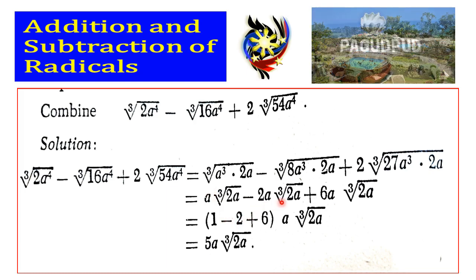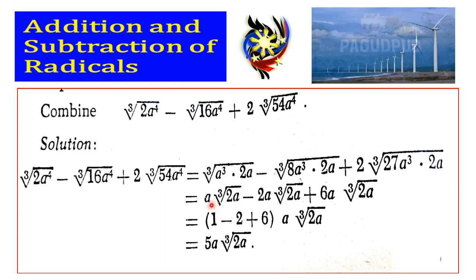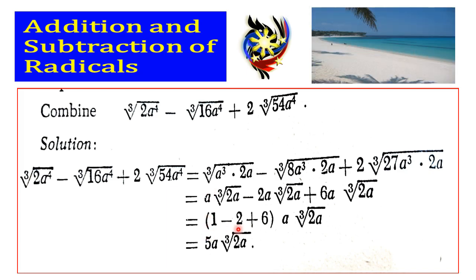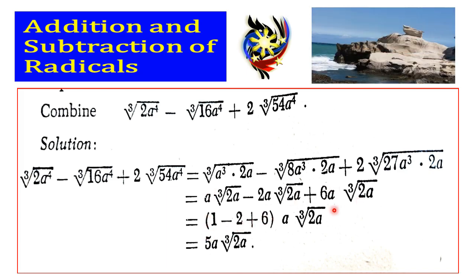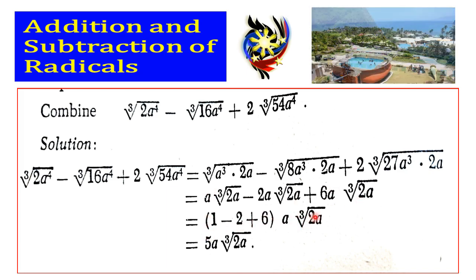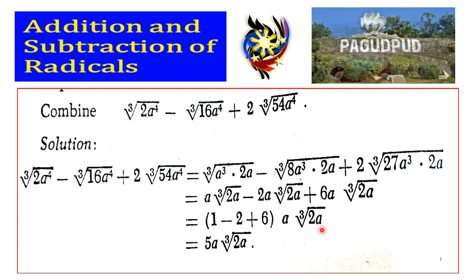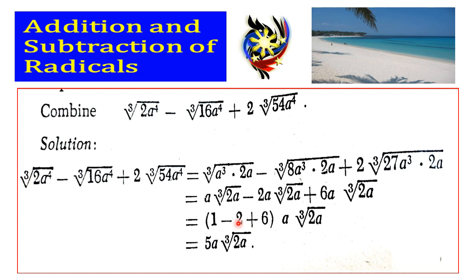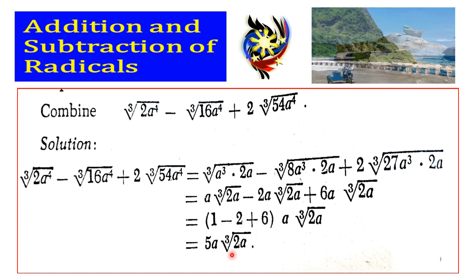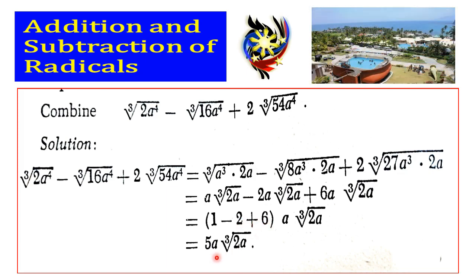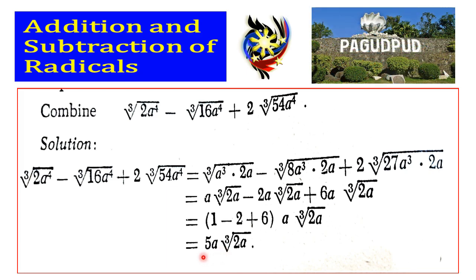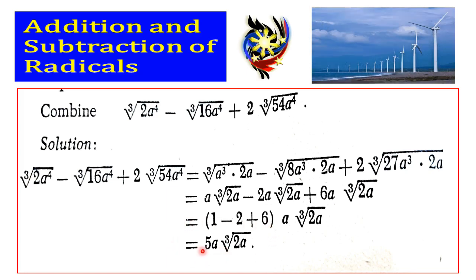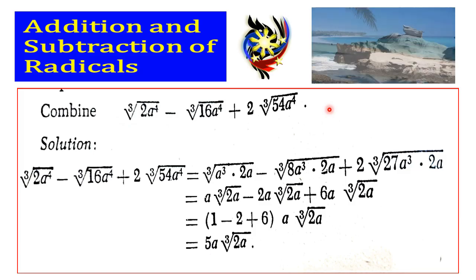Therefore, we can combine them. The numerical coefficient will be 1 minus 2 plus 6, a cube root of 2a. 1 minus 2 will give us negative 1 plus 6 gives us positive 5a cube root of 2a. Ito po ang ating sagot sa naibigay na halimbawa.